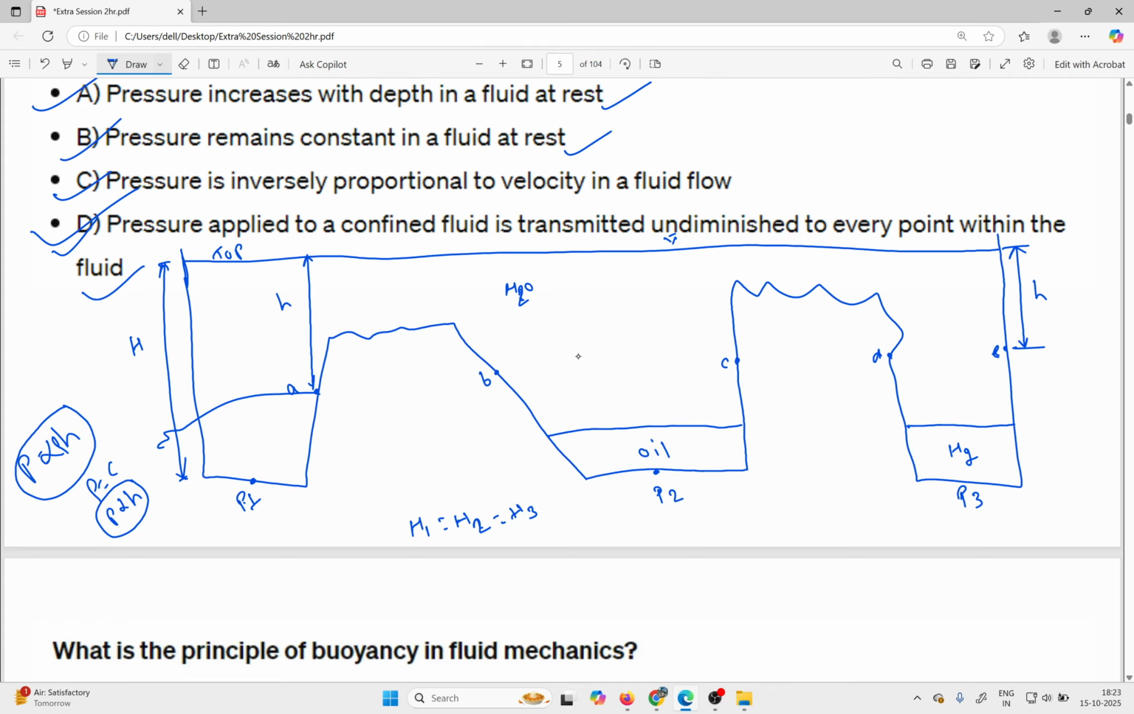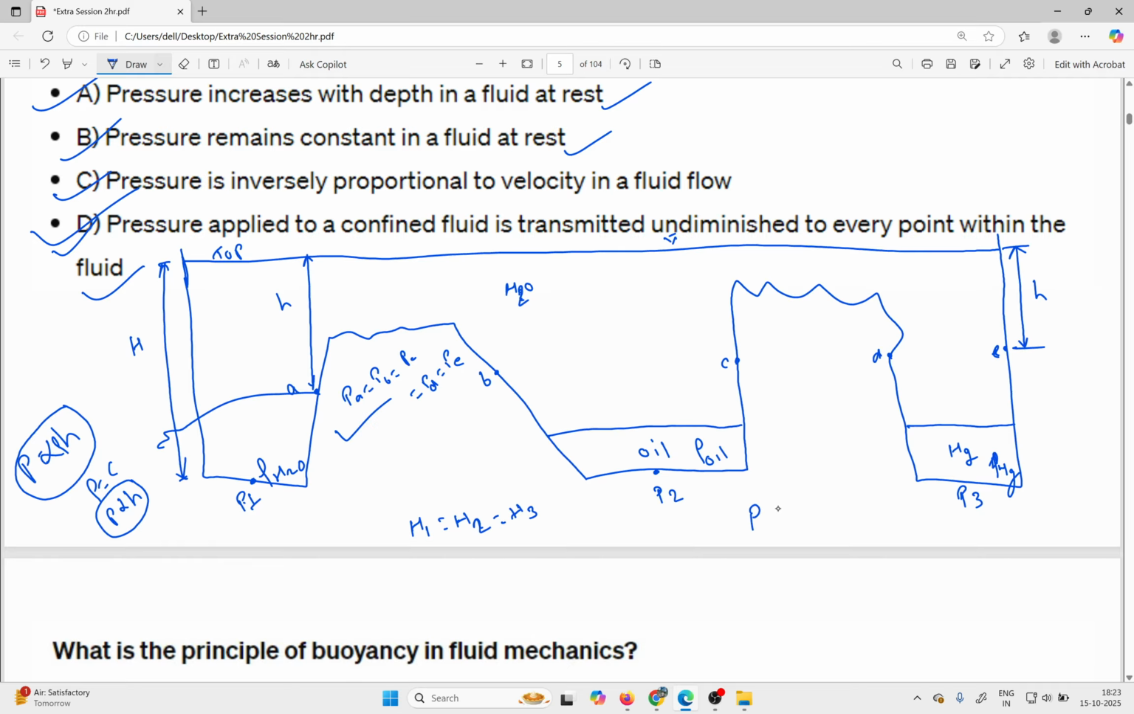So for each point, h is constant. So that's why PA is equal to PB is equal to PC is equal to PD is equal to PE. Remember this. Now, here at point P, the density is rho H2O. Here the density is rho oil. Here the density is rho Hg.